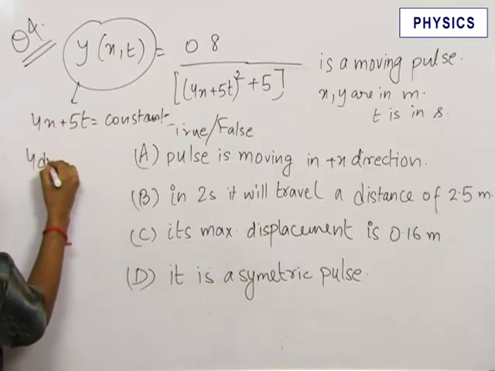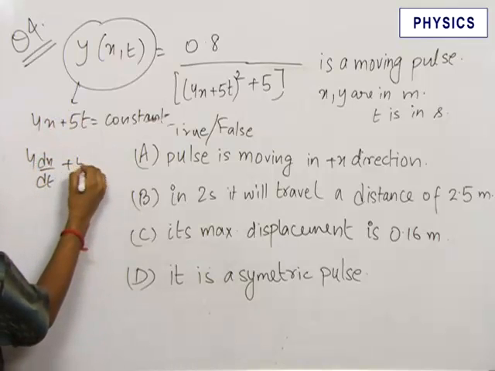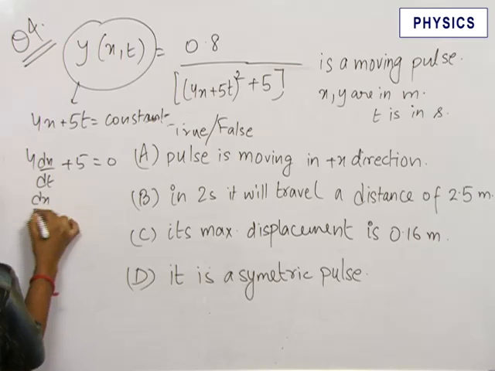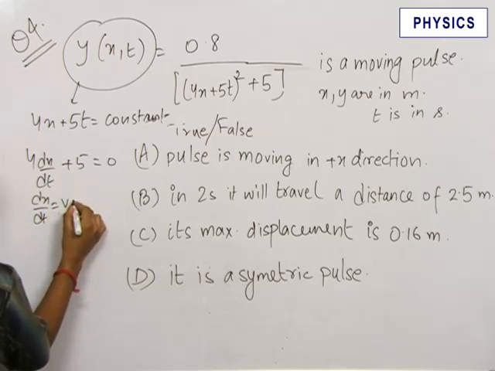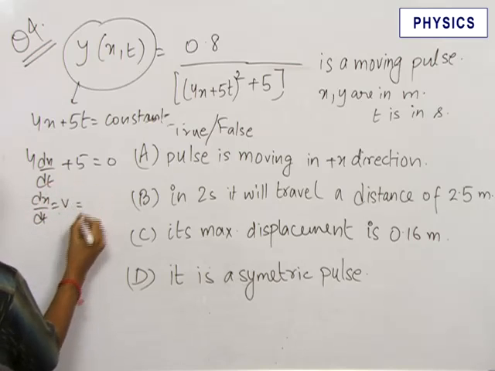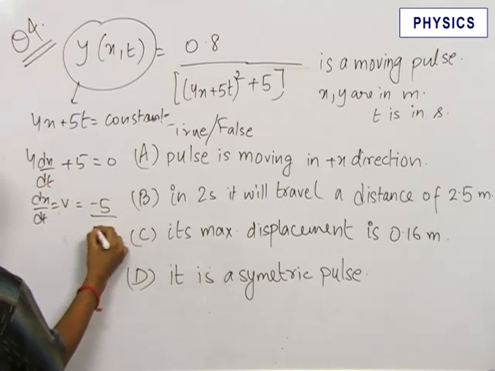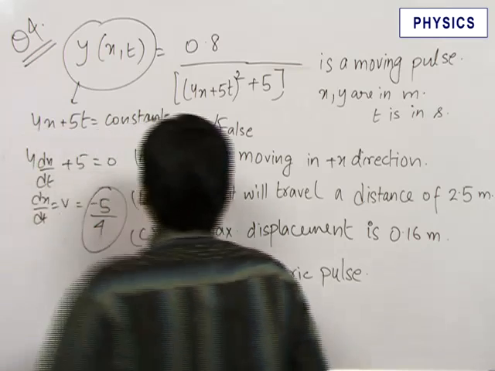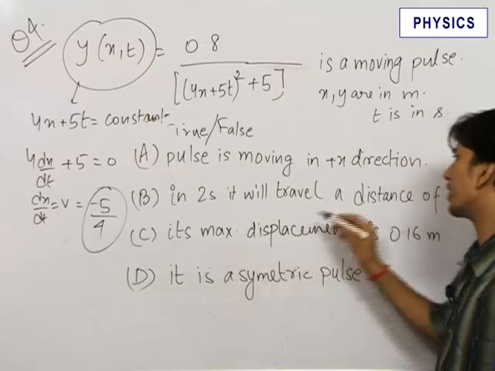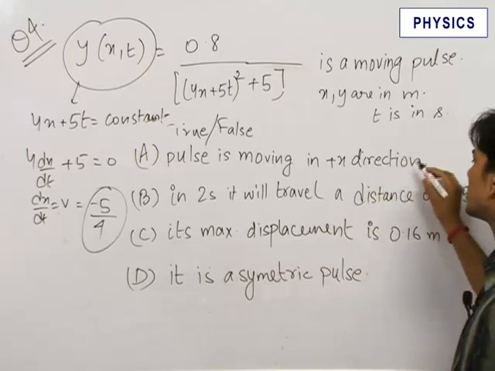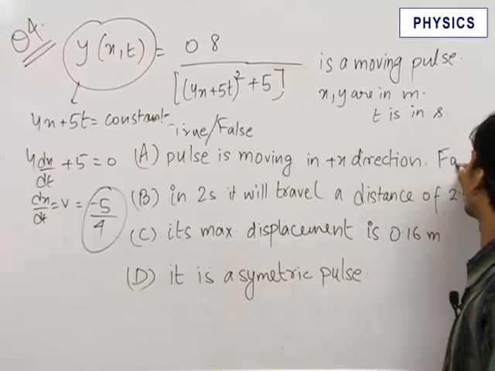So we get 4 dx by dt plus 5 is equal to 0. Therefore, dx by dt, which is equal to the velocity of the wave or the pulse in this case, will be equal to minus 5 by 4. So the pulse velocity is coming out to be negative, therefore the pulse is moving in the negative x direction. Therefore, the first statement is false.